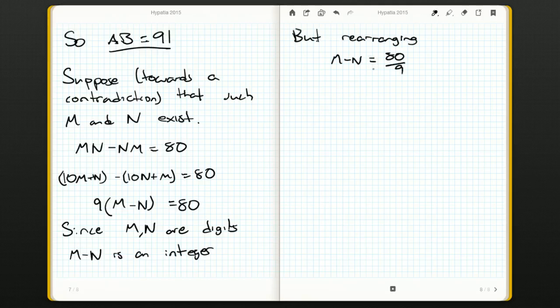So M and N, they're 1s, 2s, 3, 4, 5, 6, 7, 8, all the way up to 9. And there are any assortment of them. So M minus N is definitely going to be an integer. It could be 1 minus 9, or it could be 3 minus 3, or it could be 5 minus 1, who knows. The point is it's an integer. But if I rearrange this equation, I get that M minus N equals 80 over 9, which is not an integer.